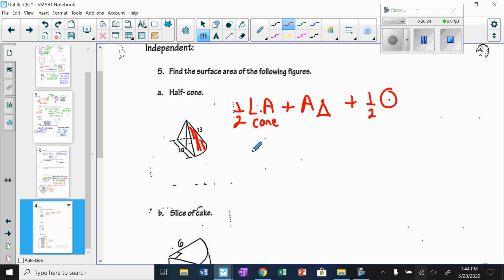So lateral area of cone. So half, to find the lateral area of a cone, is going to be half pi r l. Pi is pi. Our radius is 5, and our L is 13. So this is going to be 65 over 2 pi.